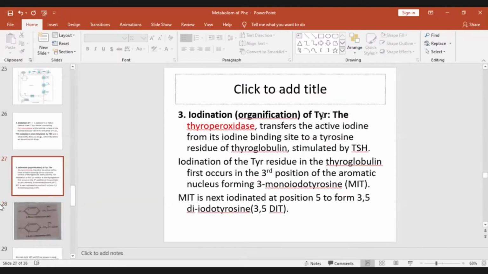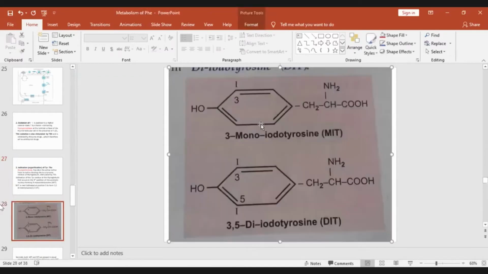Iodination of tyrosine. The thyroperoxidase transfers the active iodine from its iodine binding site to a tyrosine residue of thyroglobulin, stimulated again by TSH. So iodination of the tyrosine residue in thyroglobulin first occurs at the third position of the aromatic nucleus, forming 3-monoiodotyrosine. See this? First it occurs at the 3 position, then it occurs at the 5 position. This is 3-monoiodotyrosine.